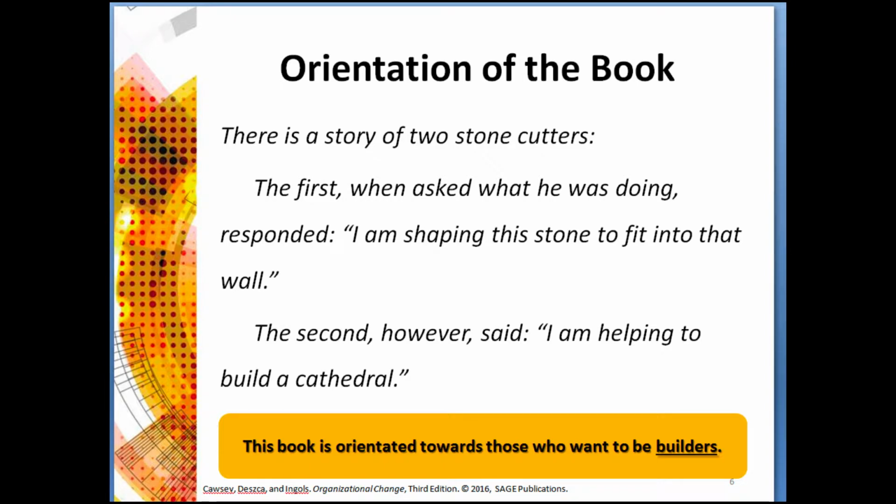So the orientation is the book. This is sort of a caution: don't get bogged down in the details or be distracted by the details. So the story of two stonecutters. The first one was asked what he was doing, and said, I'm shaping the stone to fit in the wall, and the second one said, I'm building a cathedral. Right? So focus on the cathedral. You've got to get the stone right, you've got to get the details right, but keep in mind the big picture and what's going on with the cathedral. We're going to do lots of details, lots of issues in this class, and it's certainly easy to get distracted.